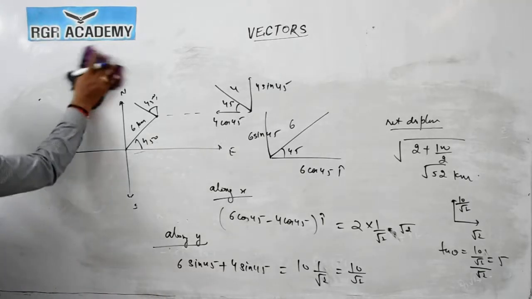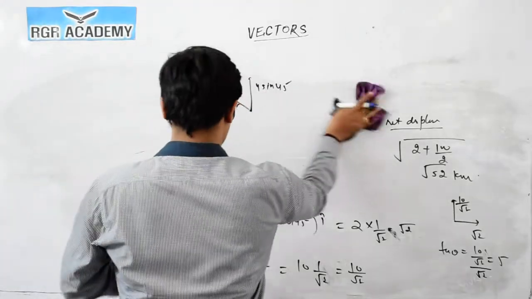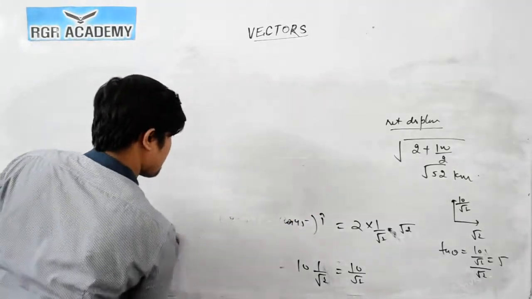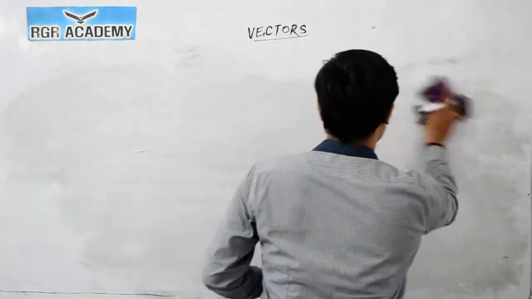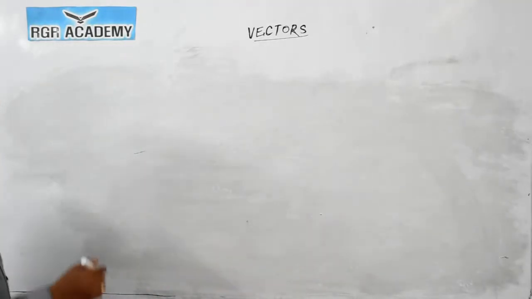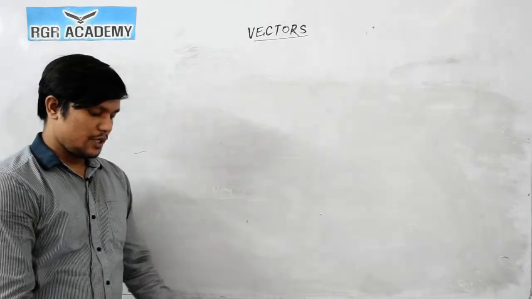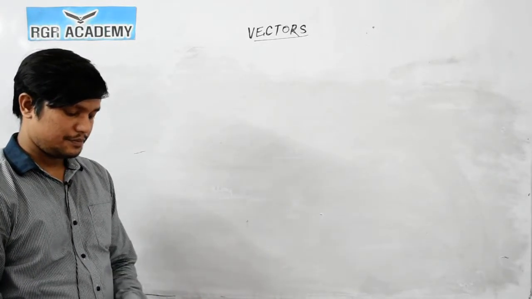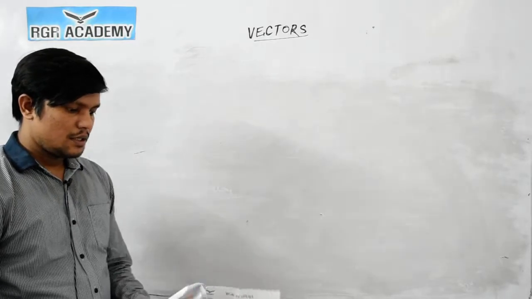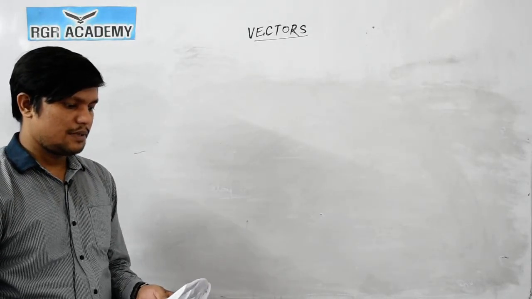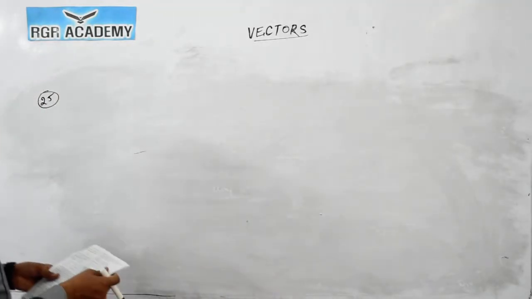Now question number 25. In question number 25, what they are asking: the force acts on a particle and causes a displacement in its own direction. The work done is 6 joule, find the value of C.